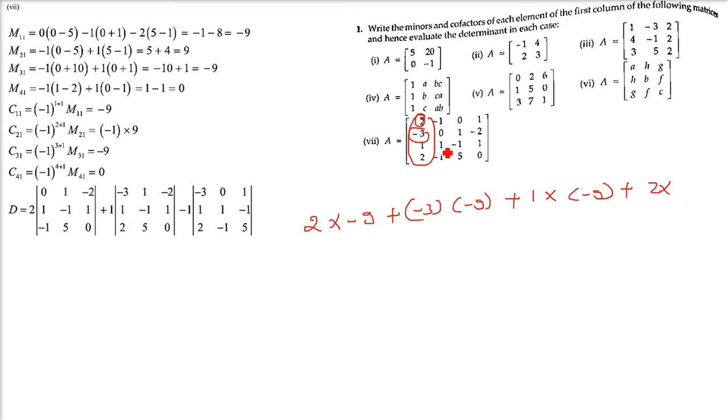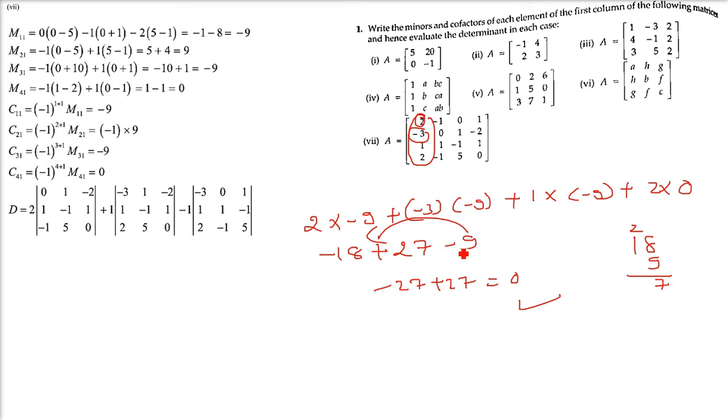2 into 0. So you get minus 18, and 9 is 27, that will be positive 27. Then we have minus 9 here. So it will be 18, 27 minus, it will be minus 27. 27 minus 27 is 0. So the answer will be 0. The determinant will be 0 here.